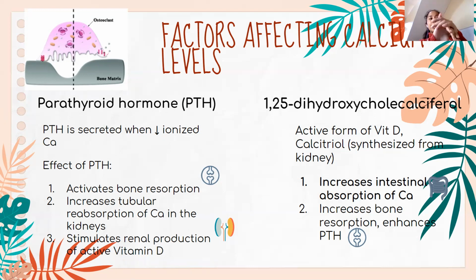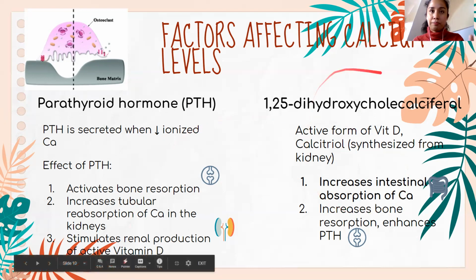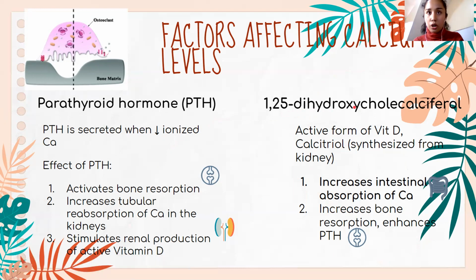And finally, class, it will stimulate the kidney to produce vitamin D. Vitamin D also promotes the increase of calcium. How? Here we go. 1,25-dihydroxycholecalciferol, or calcitriol, is the active form of vitamin D that I'm talking about. This is synthesized by the kidney, initiated by the parathyroid hormone.